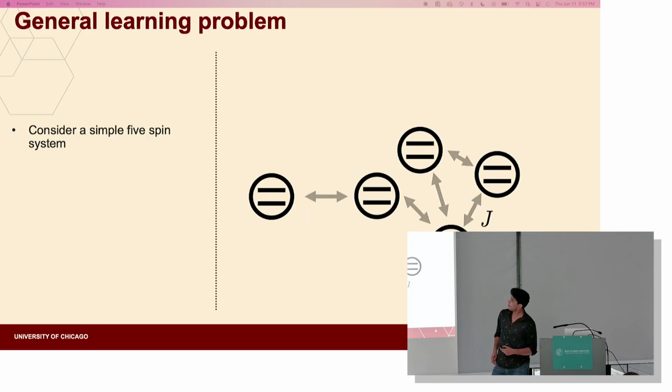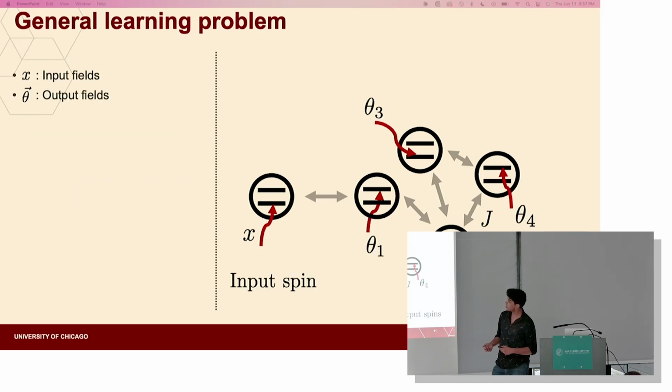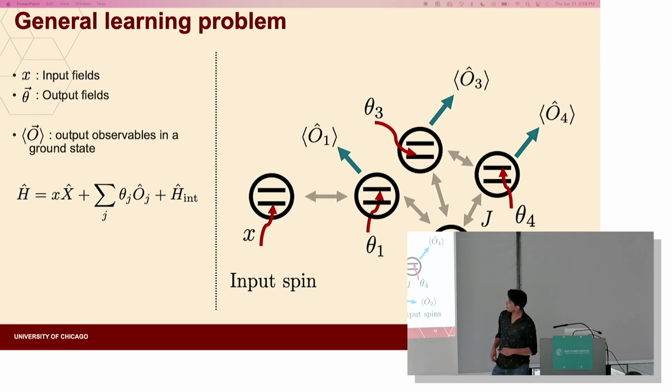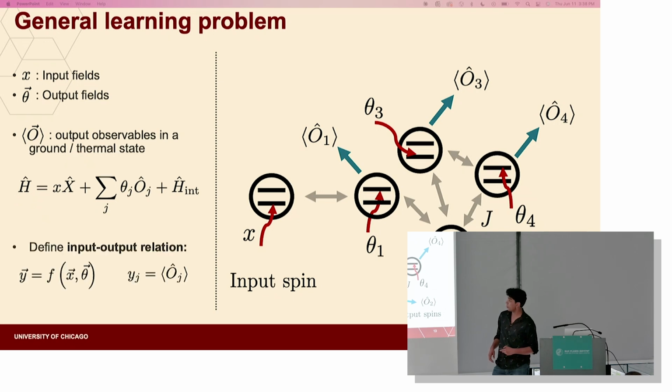So the general learning problem is, as an example, consider a simple 5-spin system. I can partition this into inputs and outputs. These all have control fields associated with them. This X here would be the input for my system. These thetas are going to be the parameters that I'll train. And I can choose to read out certain observables on these spins, right? And there's a Hamiltonian that describes how all these things are coupled. And now I have an input-output relation, where the outputs are these observables, and the inputs are the drives and what I call my input spins, right?